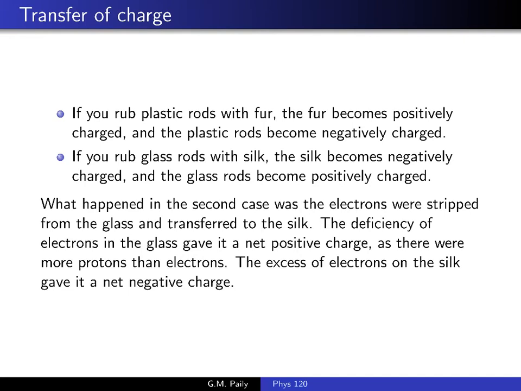So, how did the glass rods get positively charged? What happened was that when you rubbed the glass rods with silk, the glass rods lost electrons, and those electrons were transferred to the silk. The deficiency of electrons in the glass gave it a net positive charge, as there were more protons in the nuclei than there were electrons around them. And the excess of electrons on the silk gave it a net negative charge. So this is an example of charging by friction and transfer of electrons.